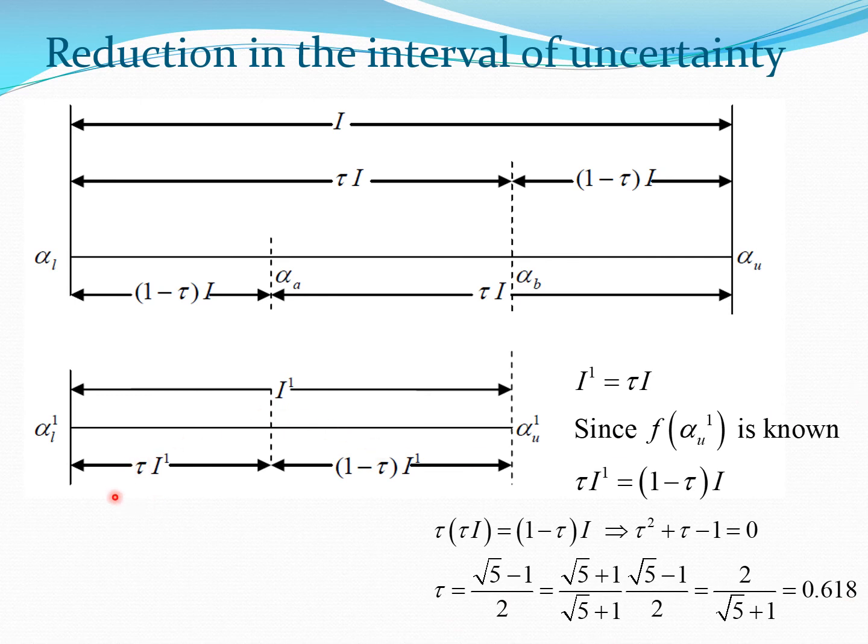So essentially then these lengths are all going to be, this is going to be 0.618 of I, this is going to be 0.618 of I minus, and similarly this is going to be 1 minus 0.618 of I, and so on.